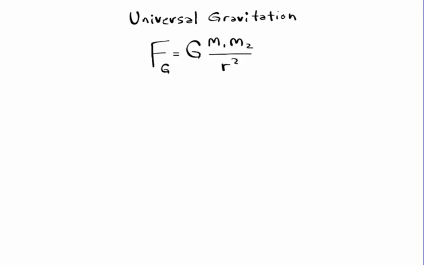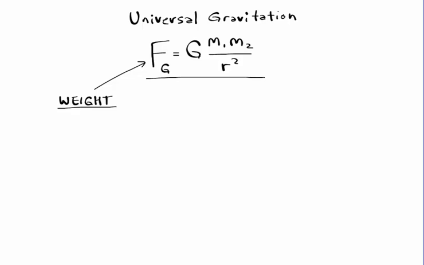Let's take a look at the math of Newton's law of universal gravitation. We have an equation called Newton's law of universal gravitation. A synonym for the force of gravity is weight. But more importantly, this is the force of gravity that is an attractive force between all matter. Anything that has mass will exert a force of gravity and attraction on another mass.